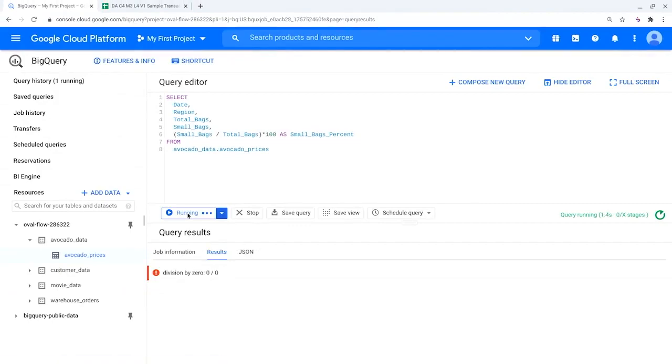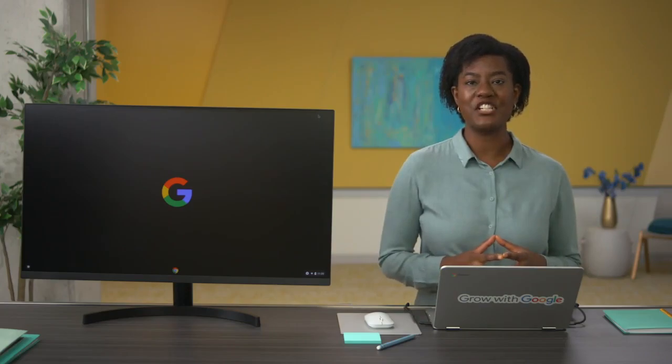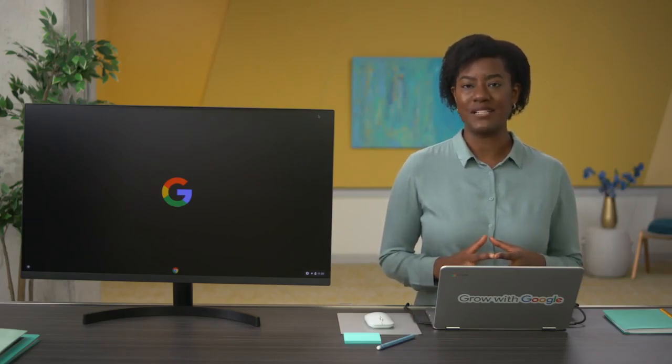But when we tried to find what percent of the total number of bags was small, we ran into a small problem. We received an error message about dividing by 0. We fixed that error by adjusting our query. If we had linked that query to a presentation that went to our stakeholders, they'd show us the divide by zero error instead of the figures we wanted.